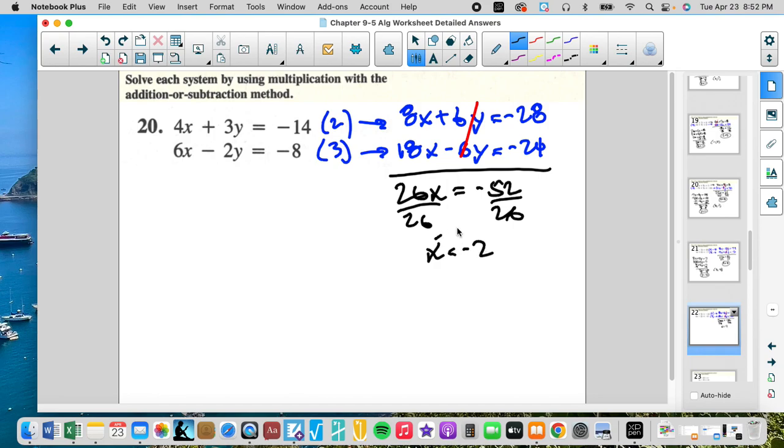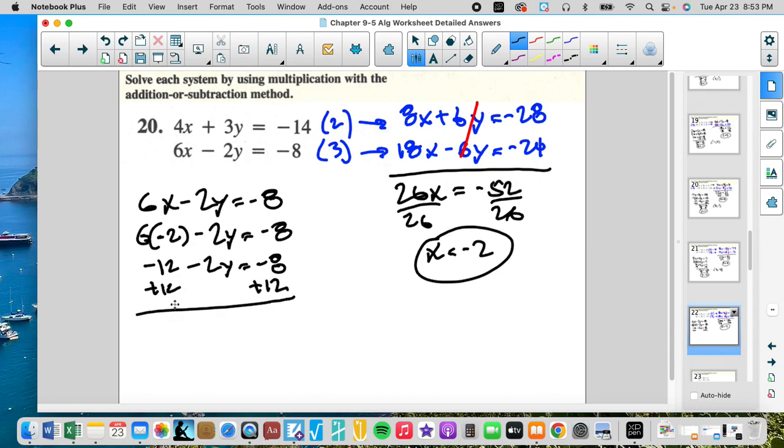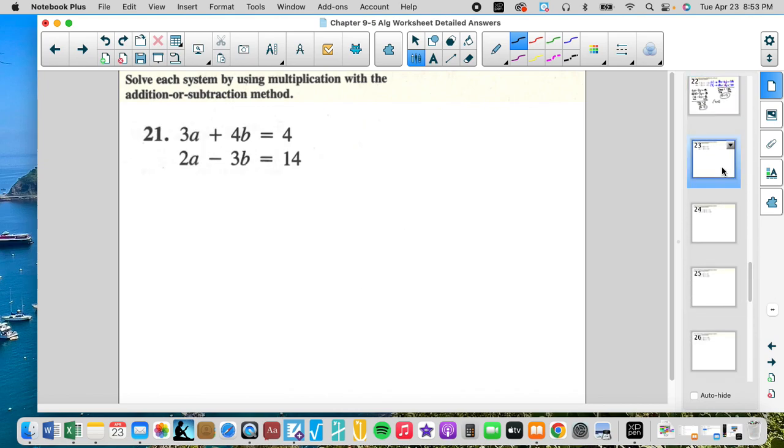X equals negative 2. 6x minus 2y equals negative 8. 6 times negative 2 minus 2y equals negative 8. Lots of negatives here. Negative 12 minus 2y equals negative 8. Add 12. Add 12. Negative 2y equals positive 4. Divide by negative 2. And we get y equals negative 2. So negative 2, negative 2 is the coordinate. We're getting there.